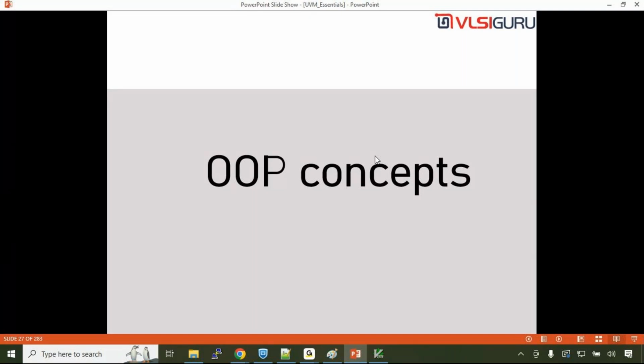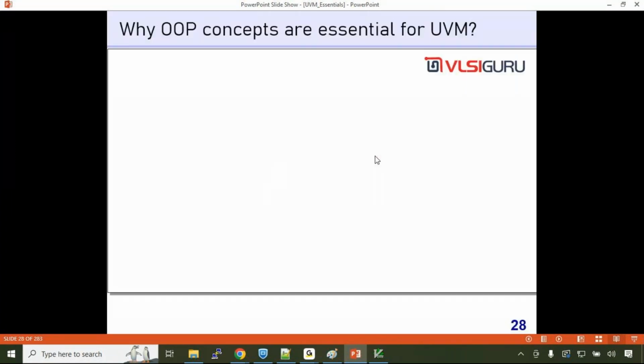So this is about object-oriented programming concepts. I'm not going to start again. Basically, what we are trying to learn here is whatever concepts we learned in object-oriented programming. What all concepts did we learn? Inheritance, polymorphism, parameterized classes, parameterized macros, static properties, static methods, 7-8 concepts we learned, right?